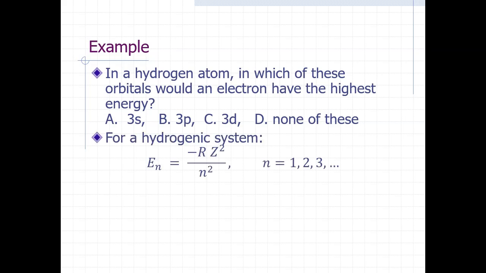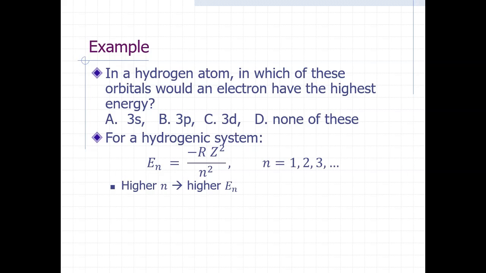Let's see. Recall that for a hydrogenic system, the formula for the allowed energy levels is -R times Z squared divided by n squared, where Z is the atomic number and quantum number n is restricted to positive integers. For the same Z, we can see that the energy depends only on quantum number n. It should be easy to see from the formula that a higher n means a higher energy.